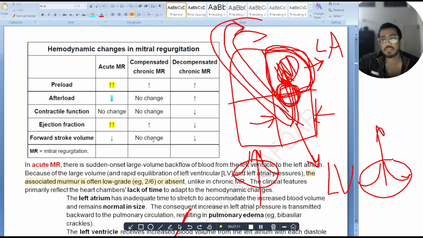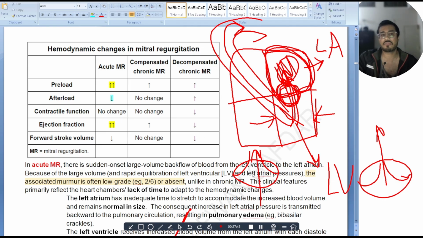When it comes to decompensation, obviously forward stroke volume has been reduced, not enough blood going towards the body, and the ejection fraction has also now been reduced. Why? Because the left ventricle has given up. It is not ejecting blood. It does not matter whether it's to the left atrium or to the aorta. It's not ejecting the amount of blood that it used to, because now it's failing. Plus the forward stroke volume, it is not even ejecting blood to the aorta as well. So both of these factors decrease here.